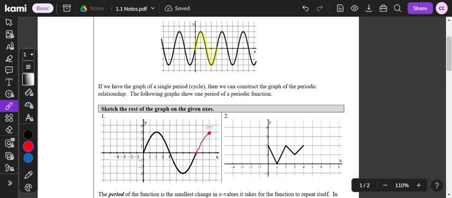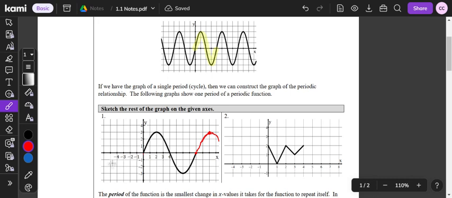Just like that. And then from the top of the hill, it looks like it goes down 3 units and over 2. So I should do that, down 3 over 2. It looks like I'm going to run off the page a little bit, so it should look something like that. All right, cool. Now, you can also run this backwards.